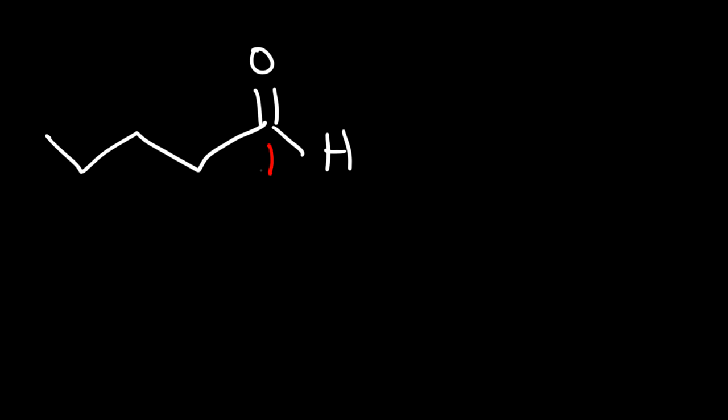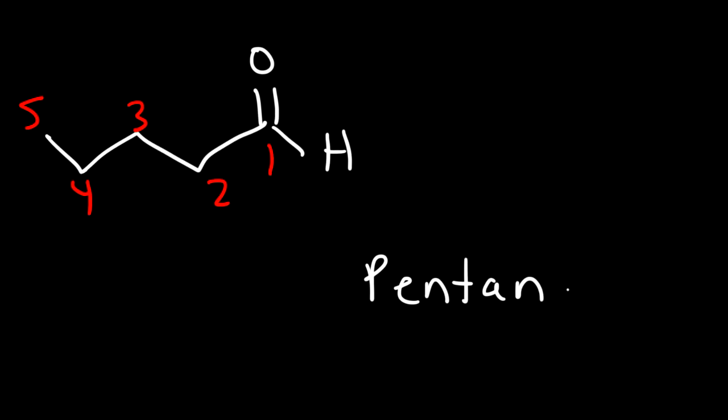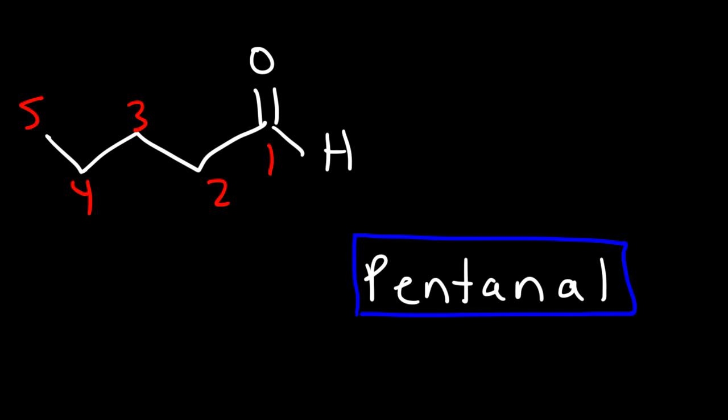Let's try another example. So how can we name this particular aldehyde? So this is going to be carbon 1, 2, 3, 4, 5. So instead of saying pentane, we're going to drop off the E and replace it with al. It's pentanal. Now we don't need to say 1-pentanal because the aldehyde functional group is always at the end of the chain. So the 1 is always going to be there, unless it's a substituent.